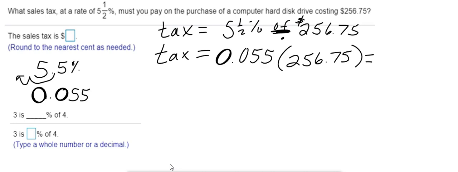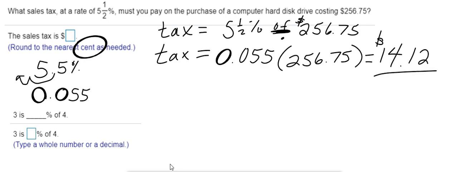So 5.5% of 256.75 using my calculator, 0.055 times 256.75 is going to give us $14 and to the nearest cent, we go out to $14.12. The sales tax on $256.75 is $14.12.